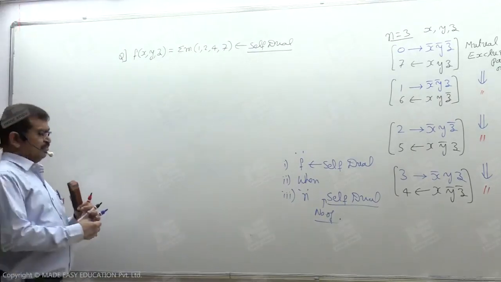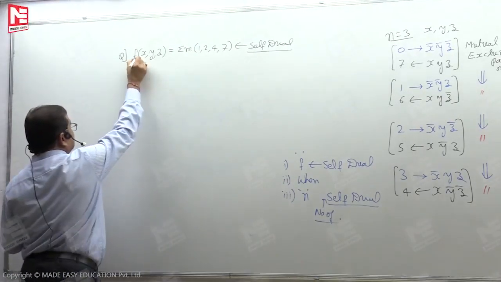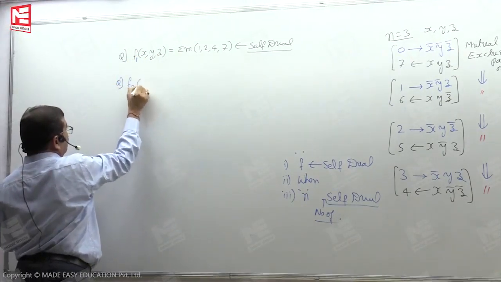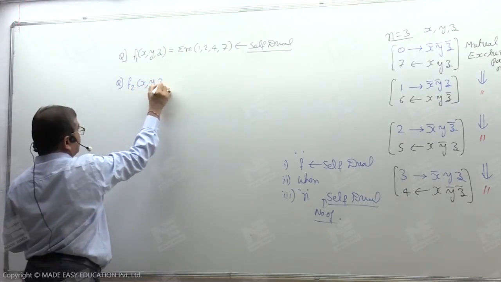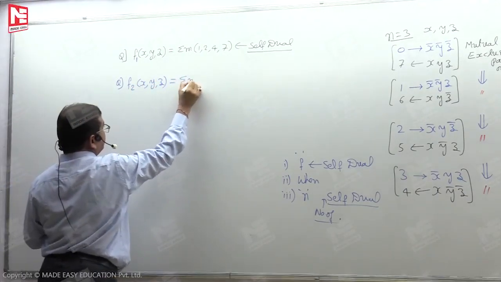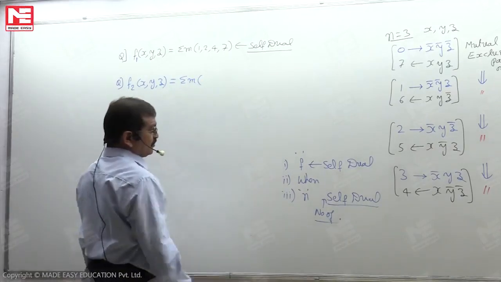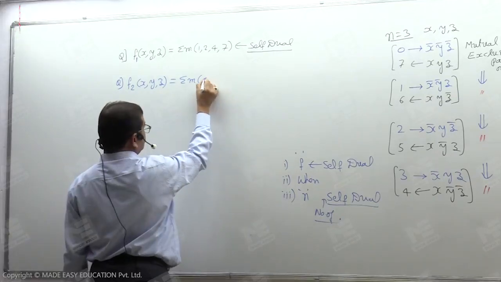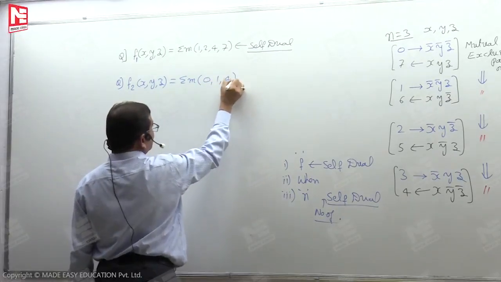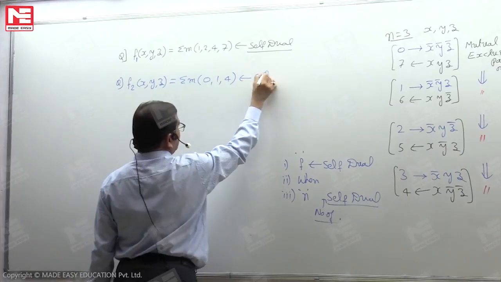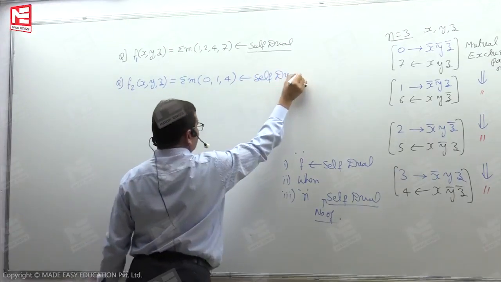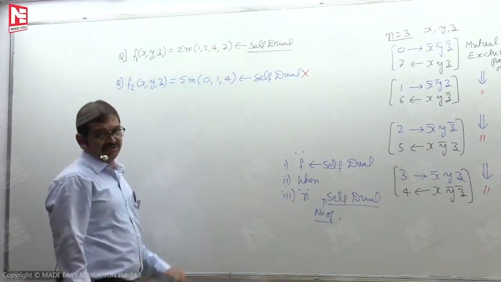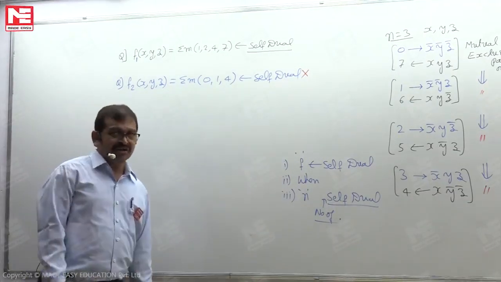Now let us take a question. Let us name the previous function f1. Let us take f2 on x, y, z with the minterms, for example, 0, 1, 4. If you want to check whether it is a self-dual function, your answer is supposed to be that this is not a self-dual function. Why is it not a self-dual function?